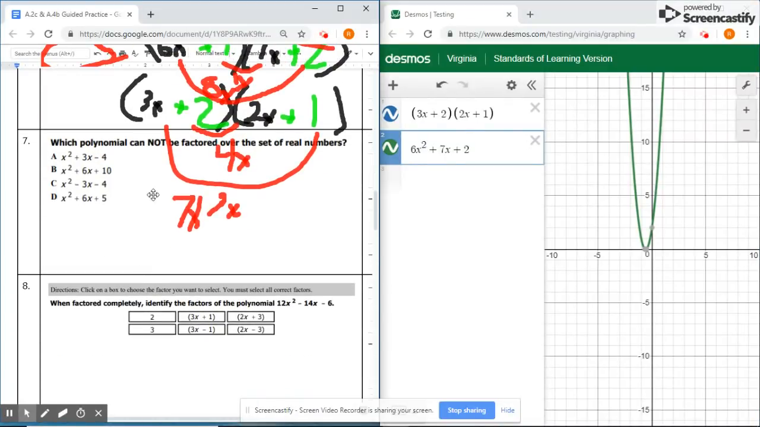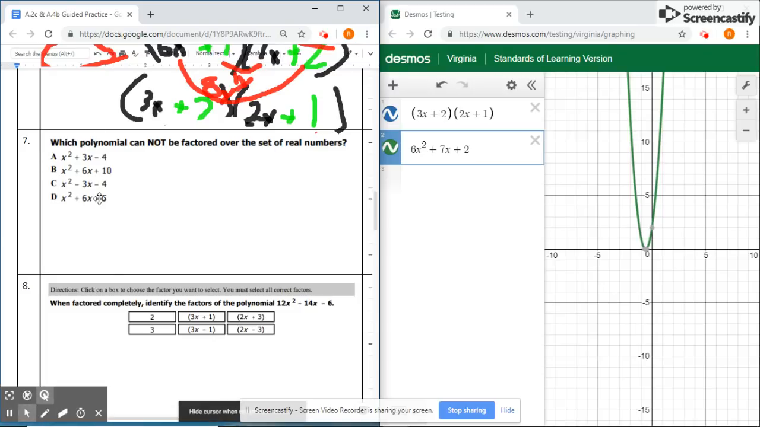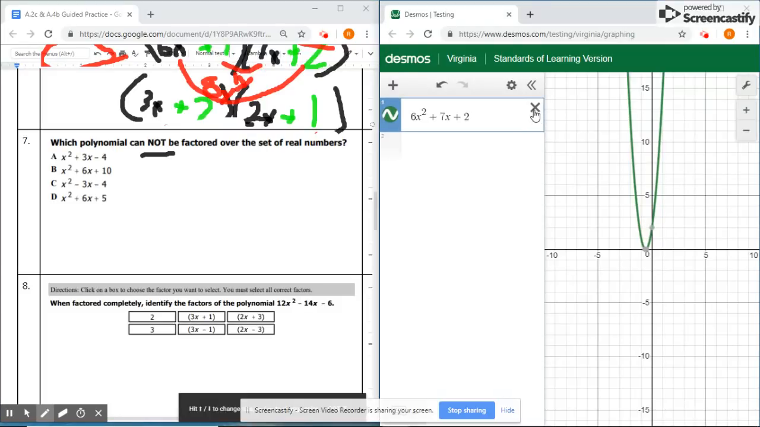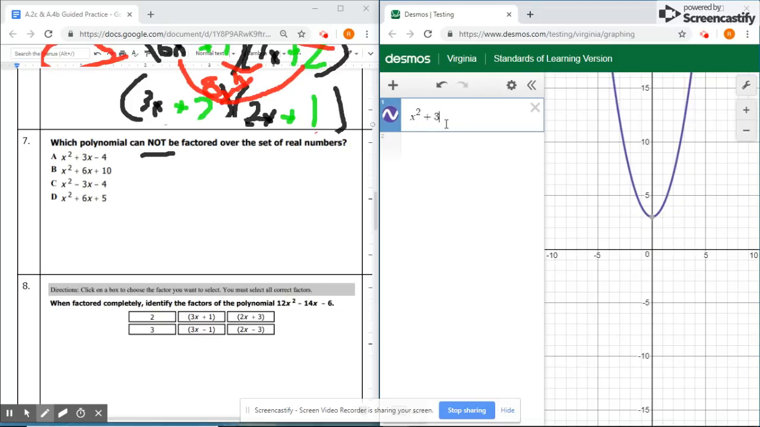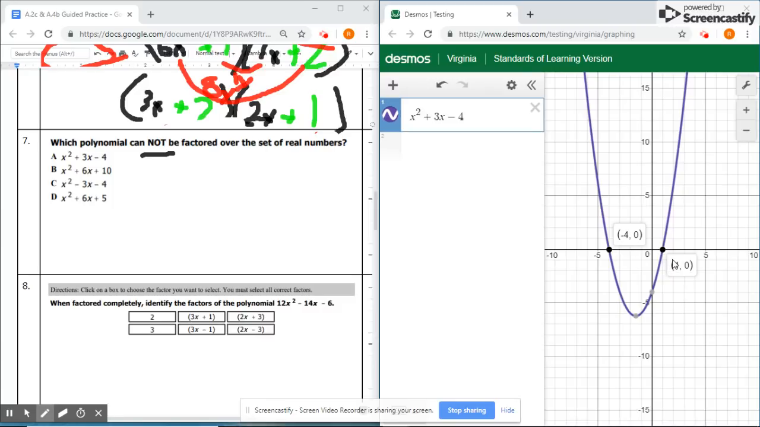All right, and then number 7, let's go over number 7 quickly. It says which polynomial cannot be factored over the set of real numbers. Okay, so out of the 4 choices here, 1 of them cannot be factored and 3 of them can. So that means we're going to have to look to see which ones are factored. Now I believe we could check this in Desmos. So let's say x squared plus 3x minus 4. If we look at the answer choices, we get -4 and 1. Those are really nice numbers. Remember we talked about this a couple weeks ago. So since these are really nice numbers, this can be factored.